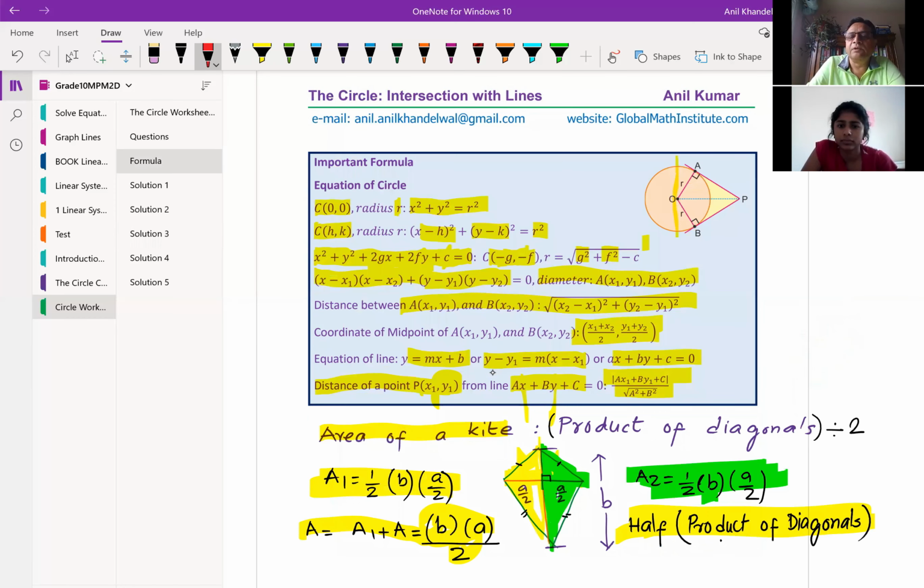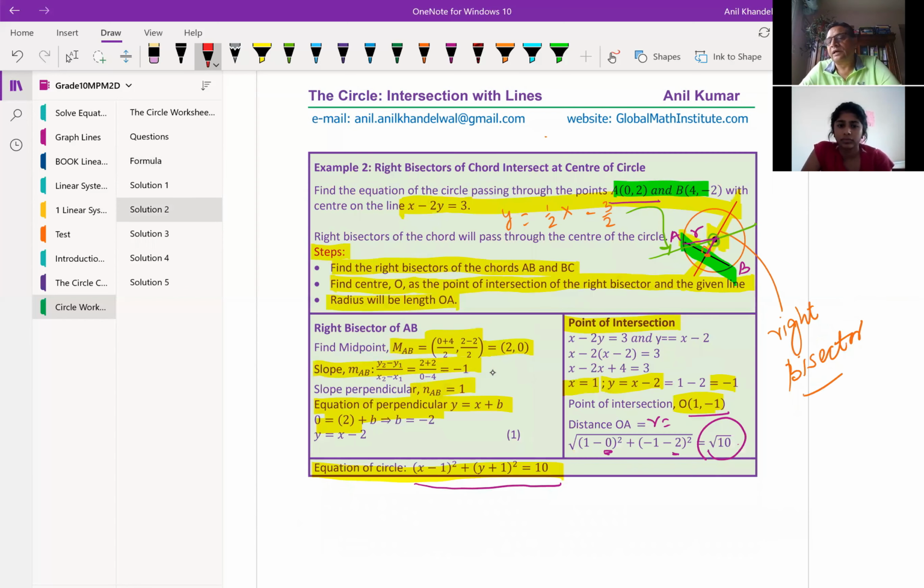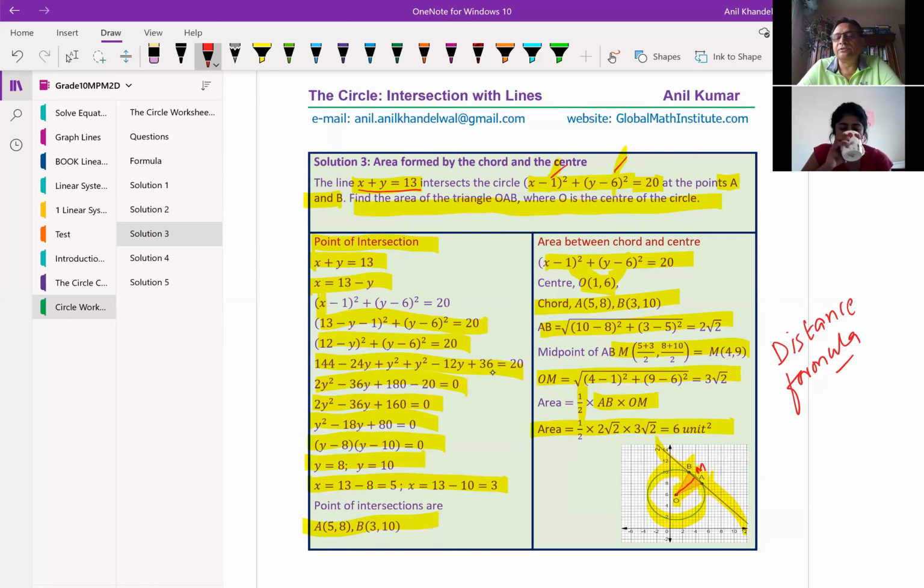So you have this particular distance formula. You have the equation of the line, correct? And you need to find the distance from the center. So you could use this and verify that the altitude is the same as what you calculated. So you can use the distance formula to check.